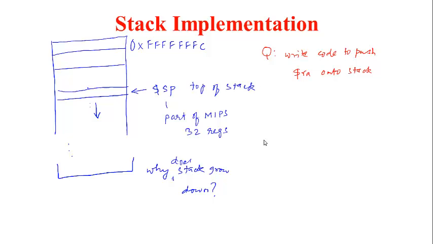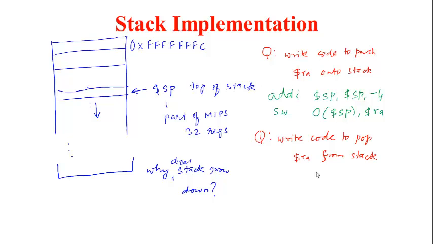So a question for you is, given that $SP points to the current top of the stack, write the MIPS assembly code to push $RA onto the stack. So this is the solution. $SP currently has something in it. In order to push $RA onto the stack, we need to decrement the stack pointer by 4, and then we get to the next free memory location onto which we store $RA. That is the store word instruction.